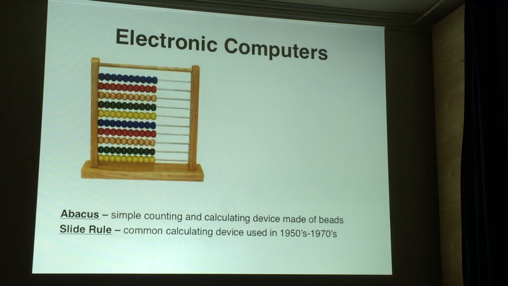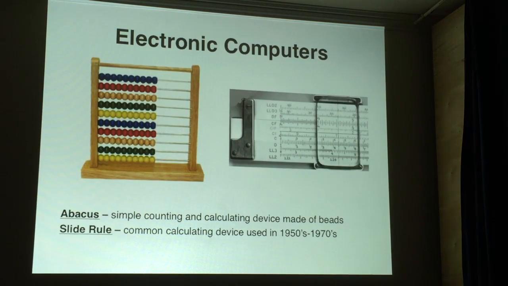The device that I used to use when I was in high school is called a slide rule. A slide rule was a common calculating device used in the 60s and 70s. It was very accurate. It required some training to learn how to use it. But if you learned how to use it, you could do many very difficult and complicated calculations using a slide rule.